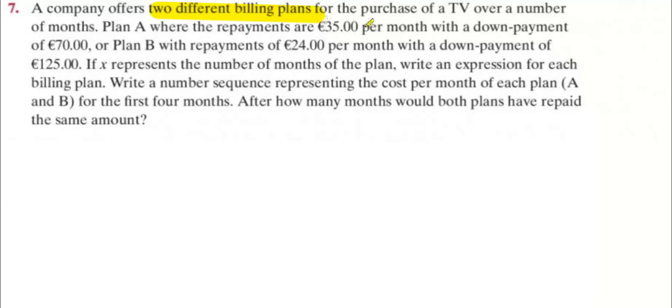2 different billing plans. Plan A, where it's €35 per month with a down payment of 70 quid. Plan B with repayments of €24 per month. So I'll highlight plan B in a different color. With down payment of 125. If x represents the number of months of the plan, write an expression for each billing plan. Write a number sequence representing the cost for each month for the first 4 months. After how many months would both plans have repaid the same amount? Okay.